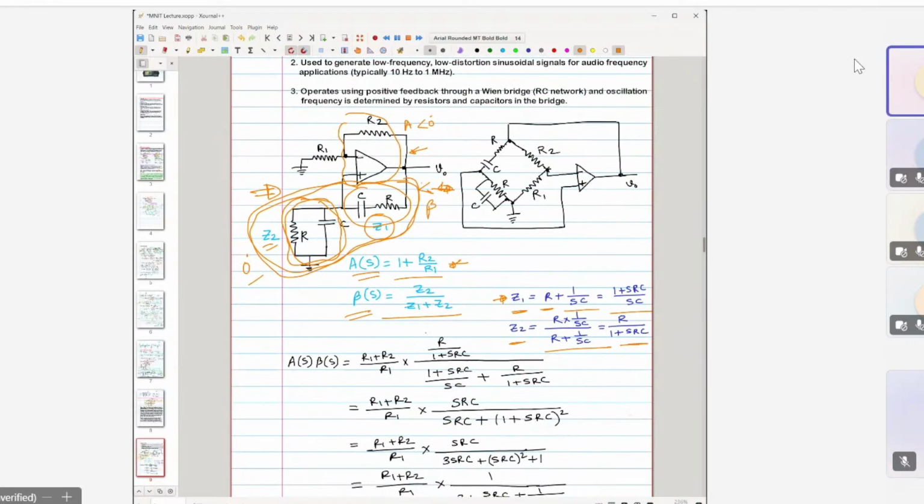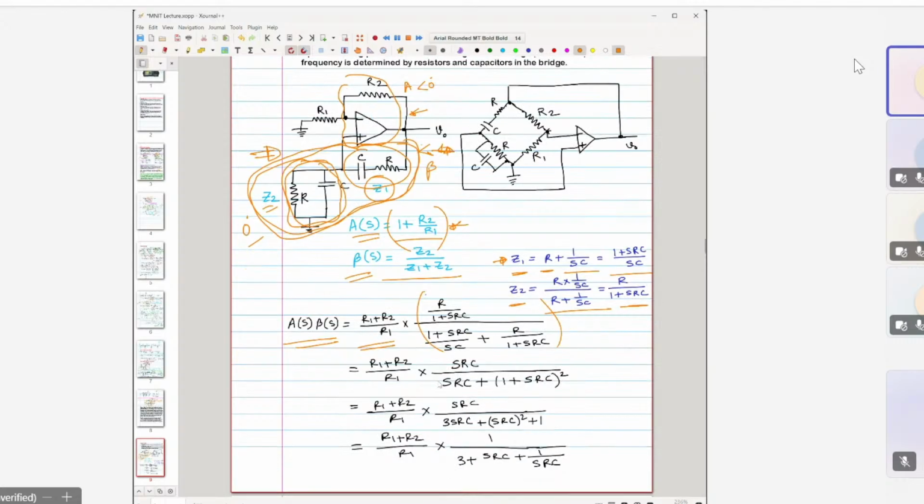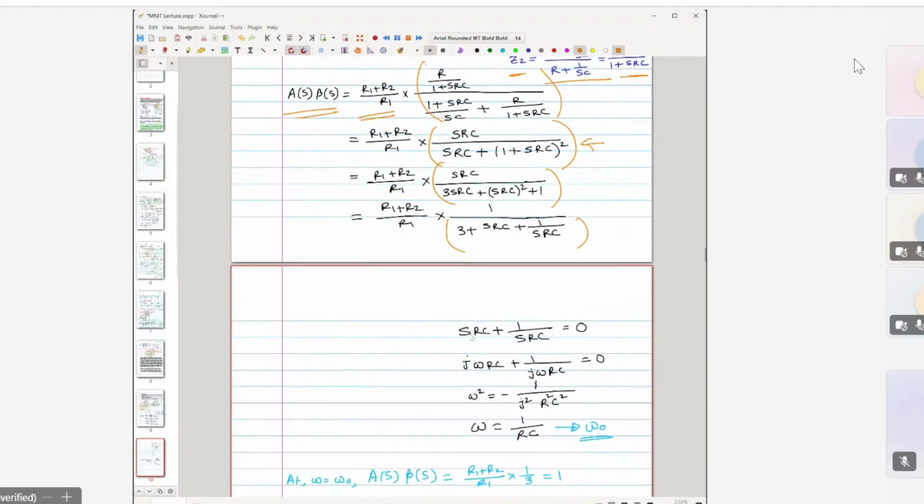Now if you have to find the total loop gain, it is A of S and beta of S, right? A is this, and this part is this beta, right? Now try to simplify this part, and further simplification, this is another further simplification. Now here you can see this is the loop gain. The process is almost the same. This loop gain has to be equal to 1, which is a real number, right?